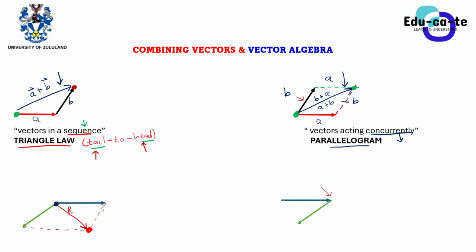In this case, this is the tail of the first vector, and then the head of the last vector is this one. So now you draw your resultant. It will be something like this. Here is your resultant vector.